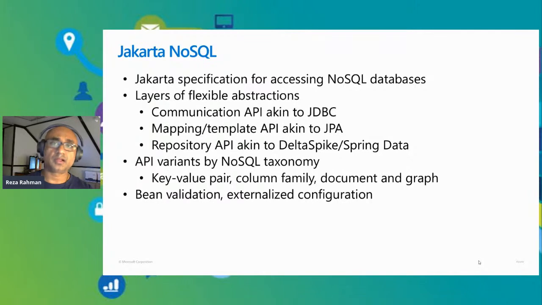So the best way of handling some kind of abstraction for Jakarta NoSQL is actually recognizing that there are different kinds of NoSQL databases. In general, these are well-understood families. If you do some research on them, you'll see the families that are available out there. So one is key value pair.